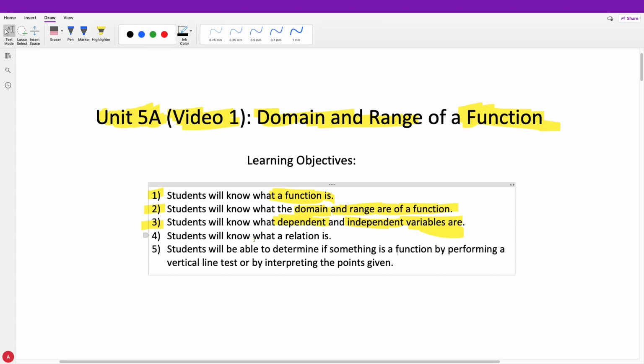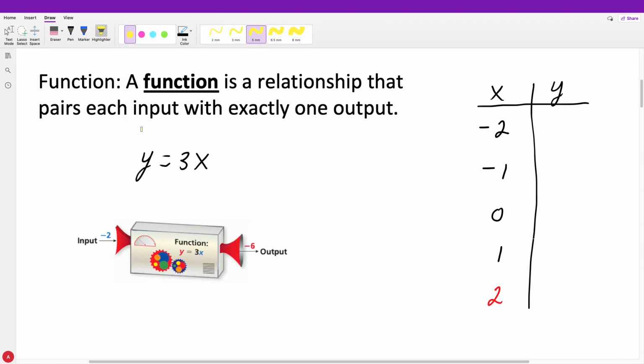All right, so let's go ahead and start talking about what is a function. So what is a function? Well, a function is a relationship that pairs each input with exactly one output. So that's the main thing you have to remember. And we're going to talk about what it means to be input and output. But just remember that each input that you have gives you exactly one output.